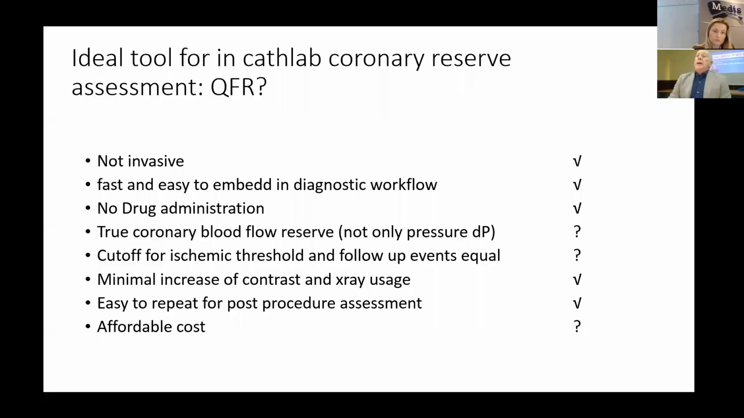Now let's go back to one of the first slides in which I underlined some characteristics of an ideal tool for in-cath-lab coronary artery functional assessment. Okay, QFR is the answer. It's non-invasive. It's fast and easy to embed in the diagnostic workflow. Yes, our experience is yes. No drug administration. Yes. True coronary blood flow reserve, not only pressure. I don't know, maybe in the future. Cutoff for ischemic threshold and follow-up events equal. We must wait for the studies.